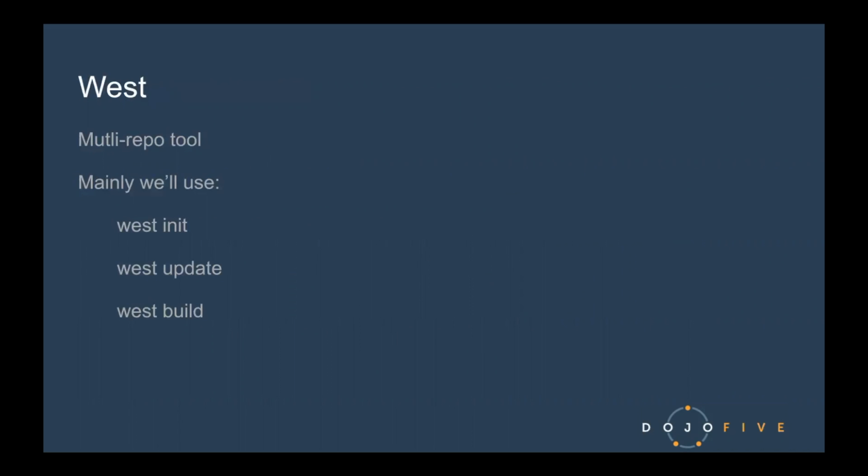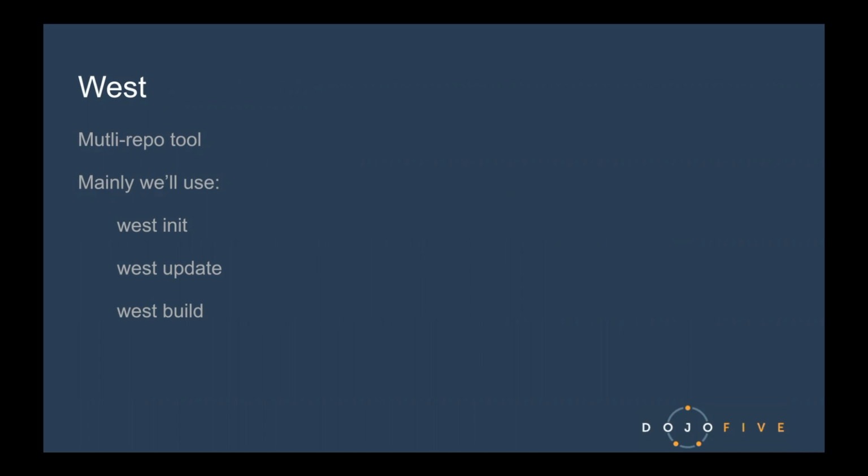So diving into some of the tools that we're going to be using here. West is kind of the big one. It's a multi-repo tool. If you've ever used repo, or I'm blanking on some of the other ones, it's basically in lieu of using straight up Git submodules.